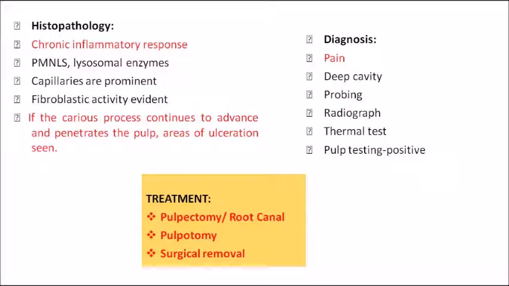When you see histopathologically, there will be a chronic inflammatory response. PMNLs will be there. Lysosomal enzymes will be there. Capillaries will be very prominent, and fibroblastic activity will be evident. If the caries process continues to advance and penetrate the pulp, there will be areas of ulceration seen in the histopathology. So chronic inflammatory response and areas of ulceration are important points.